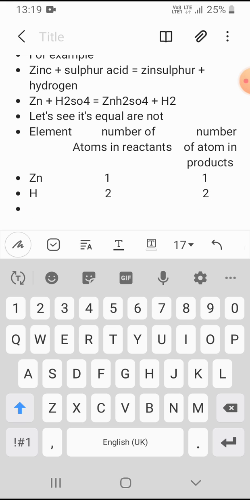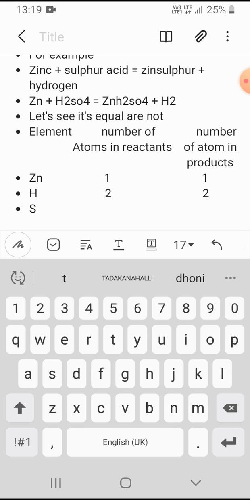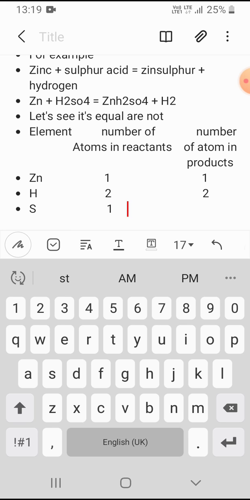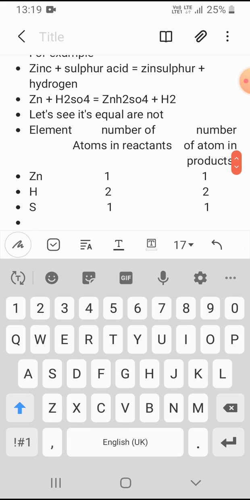So after this, that is sulfur. Sulfur has only 1 atom, you can see there only 1 it has. The number of atoms of sulfur in the reactant is only 1, and in the product, that is the right hand side, we can say it is also having only 1 atom. You can see here, sulfur has only 1, here also 1, it does not have S2O4 or S3O4, no.